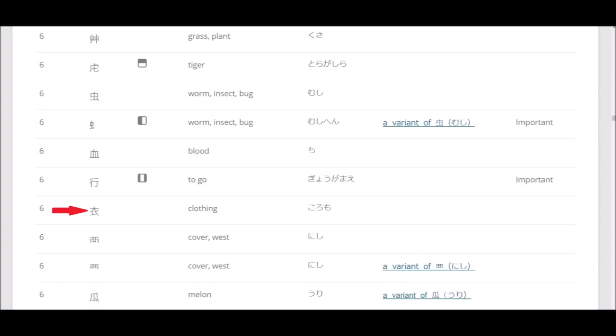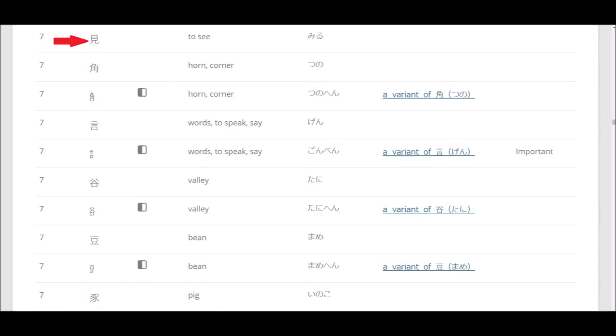We already covered this one, but this is it, like in its full form with all 6 brush strokes. Nishi, cover or west, and again, squished and smaller when it's radical. Uri, melon again, but this is when it's written out fully with 6 brush strokes. Now we're in 7 brush stroke land. Miru, to see. Tsuno, horn or corner. Tsuno hen, which is that, but to the left of the kanji. Gem, words, to speak and say. And then gomben, which is that on the left-hand side.